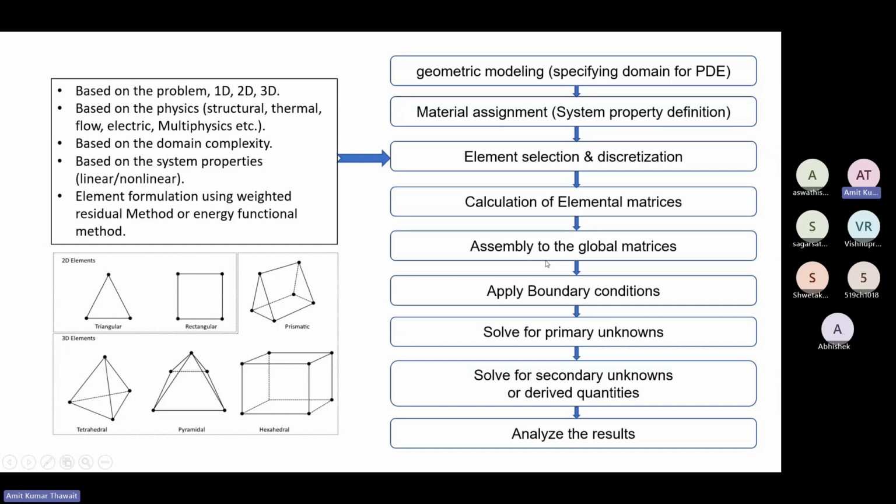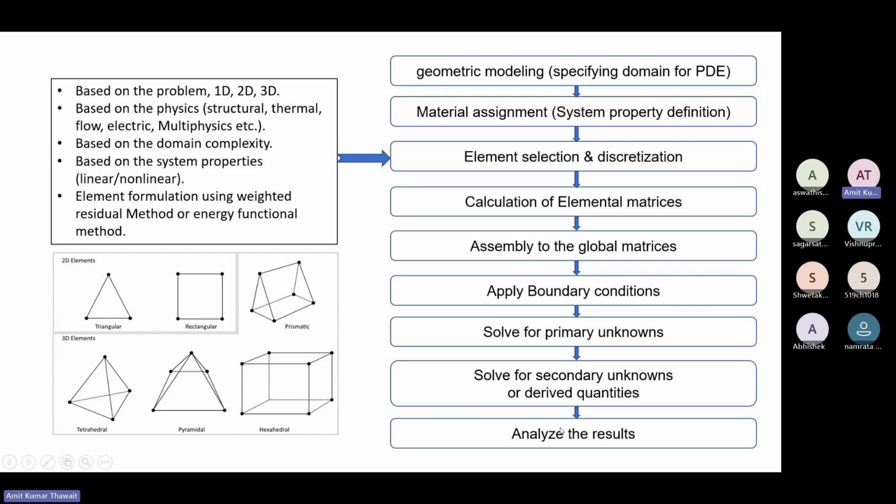Then we will assemble those individual elements into a global matrix. So we'll get a big global matrix. So that is assembly to the global matrices. Then we apply the boundary conditions on that assembled matrix, and then we solve for the primary unknowns and then the secondary unknowns, which is called post processing. And then we analyze the results. So whatever analysis we have performed, we are checking whether we get some physical meaning from those results, or whether the results are completely opposite to our expectations, like that. So we analyze the results, and then we iterate these steps.